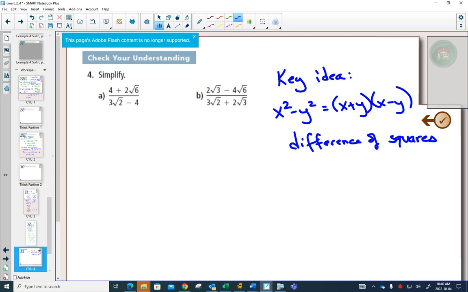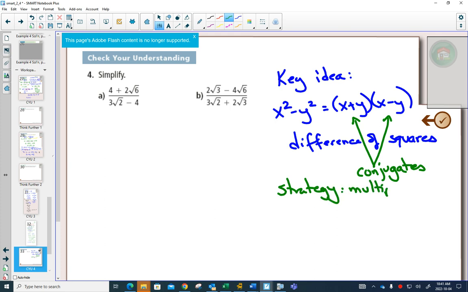And here is the other language that comes up with this. These, which in math have nothing to do with verbs in French, are called conjugates. A strategy that you hear math teachers say is multiply by the conjugate. And this is where language comes into mathematics.